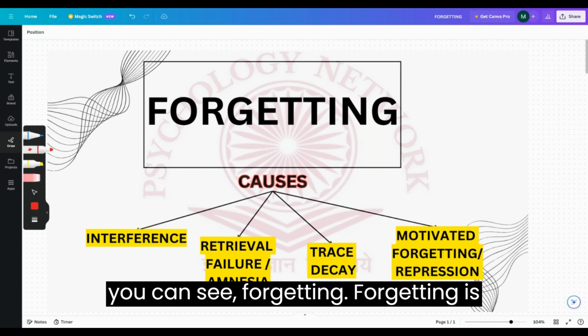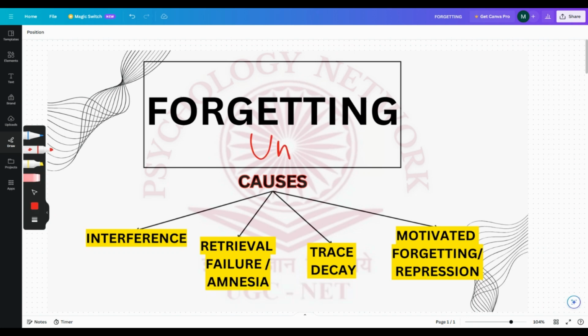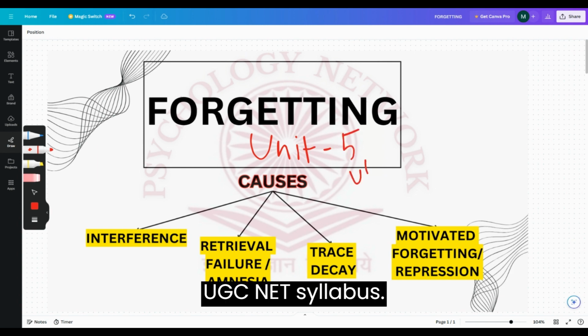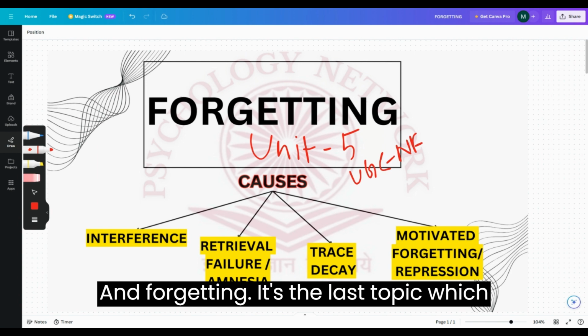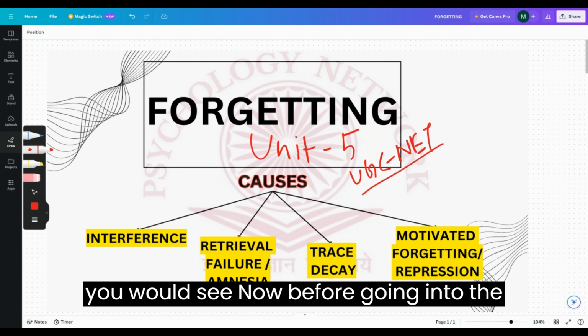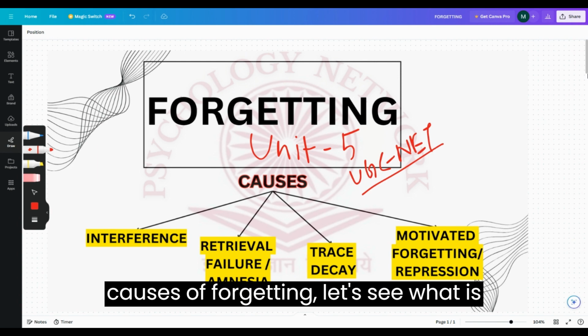Forgetting is part of Unit 5 of the UGC NET syllabus, and forgetting is the last topic which you would see. Now, before going into the causes of forgetting, let's see what is forgetting.